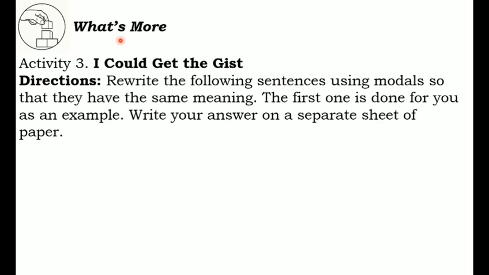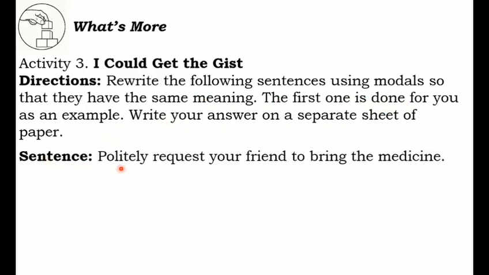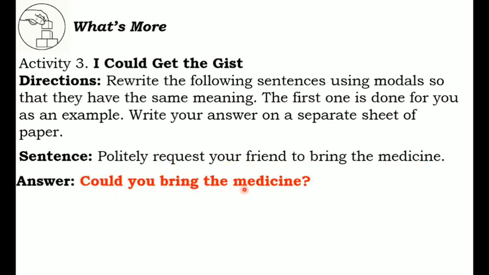Okay. What's more? Activity 3. I could get the gist. Directions. Rewrite the following sentences using modals so that they have the same meaning. The first one is done for you as an example. All right. This sentence example ito. Politely request your friend to bring the medicine. Answer, could you bring the medicine?